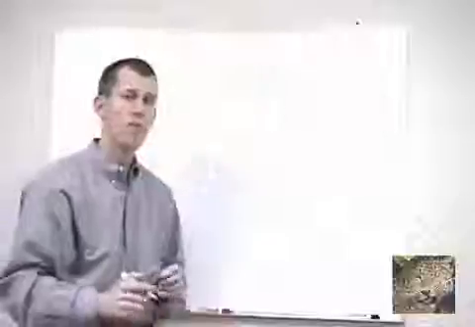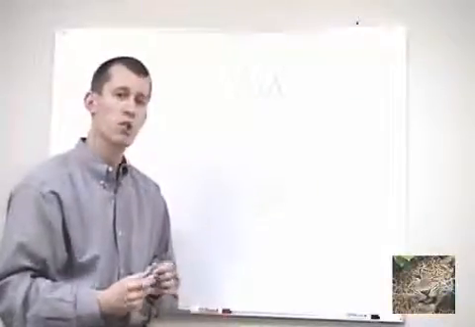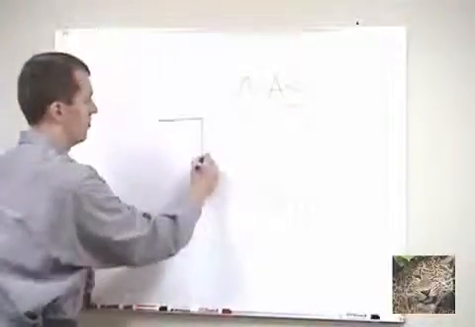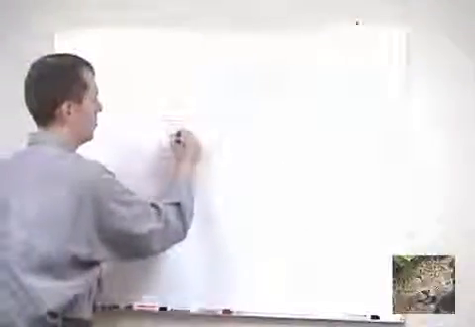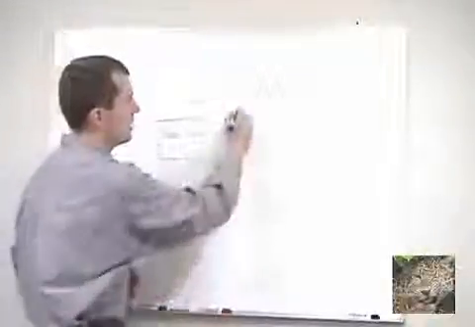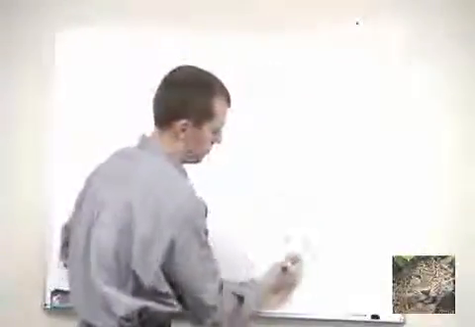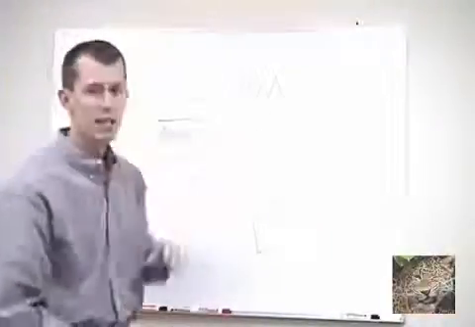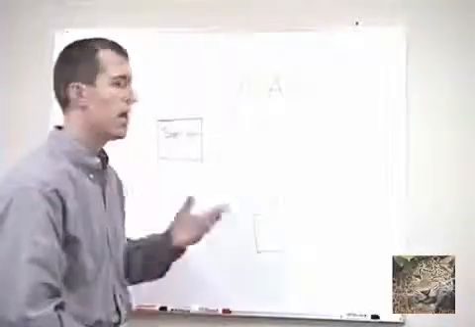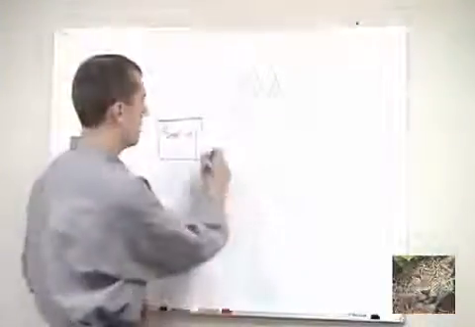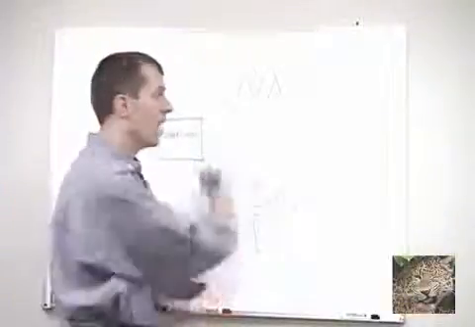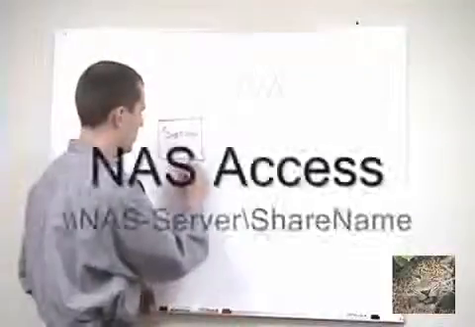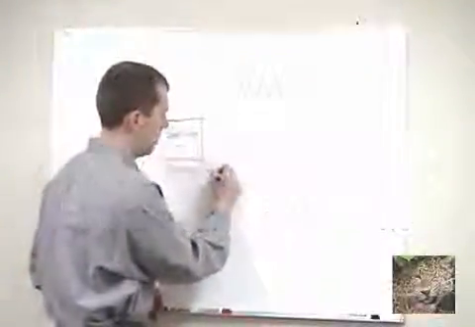And one way to think about the differences between the two is how the server actually sees the storage on the device. So here's our server over here. And each of these devices is filled with hard drives. So if my server is accessing NAS storage, it would see it as a share. If I wanted to access it, I would need to map a drive. I would say something like /NAS share name.